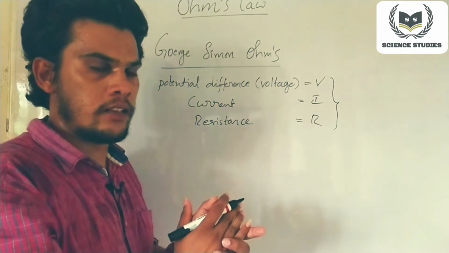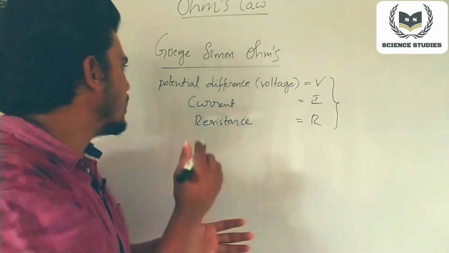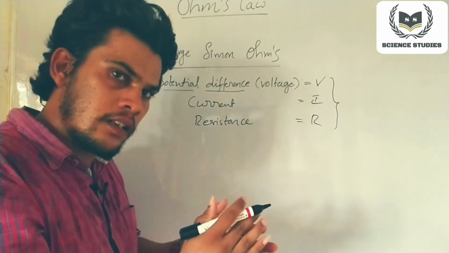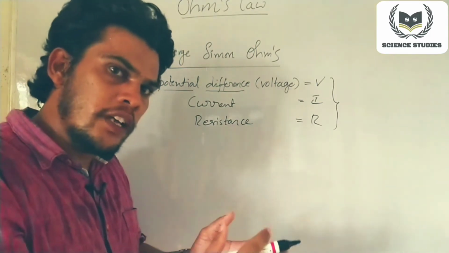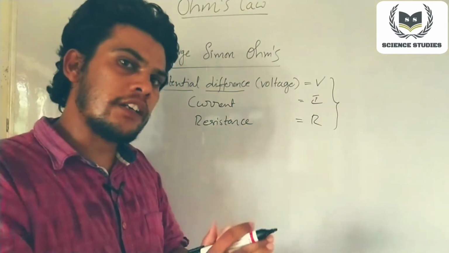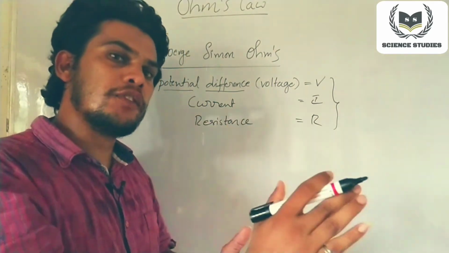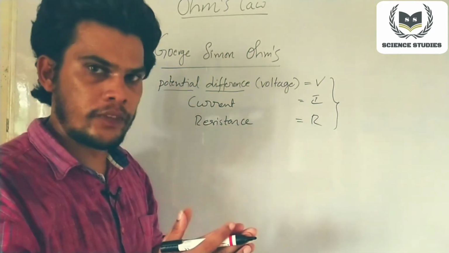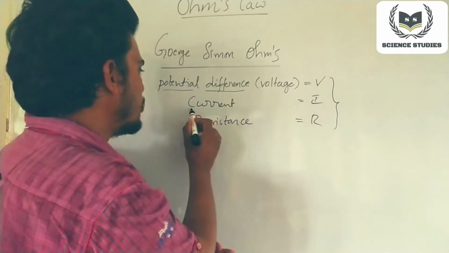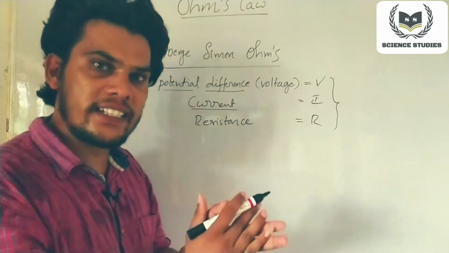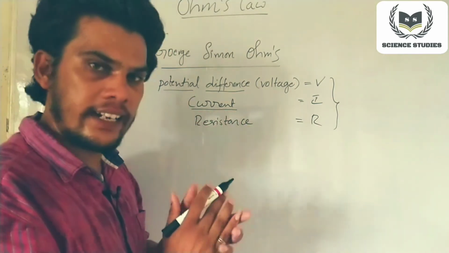resistance. We know well about potential difference. Potential difference means the work done to move a positive charge from one point to another point by applying some force. It is also called voltage. And also we learnt about what is current. The flow of electrons through the conductor is called current.